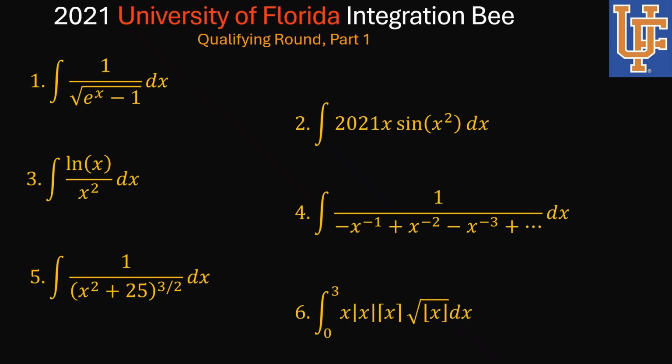We'll go step by step and see how we can solve these problems. So without much ado, let's jump onto the solution phase of this video. So on to problem number 1, the indefinite integral of 1 over square root of e to the x minus 1. I think what we're going to do here is provide 2 ways of solving this problem. Let's begin with the first one.